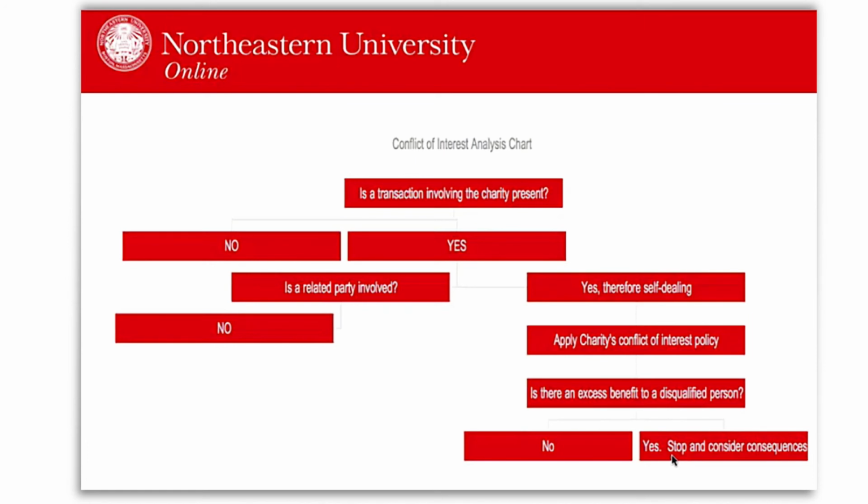But in the scenario I just presented to you, there was no excess benefit. And the charity went through a bidding process, and also the board member disqualified herself from the final vote of the bidding process. So that's an example of a conflict of interest analysis, and why the conflict of interest can stand, why it's not prohibited, and why there aren't dire consequences to the organization.